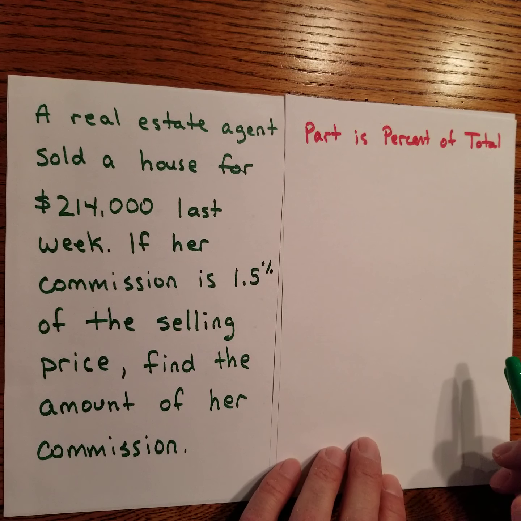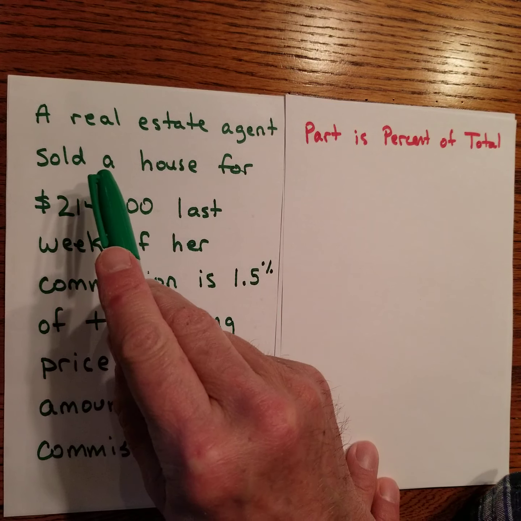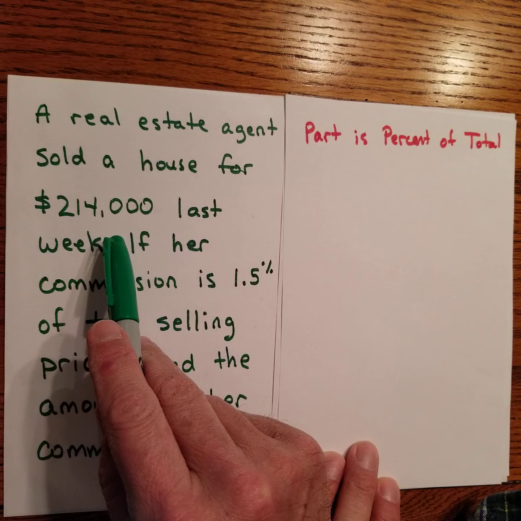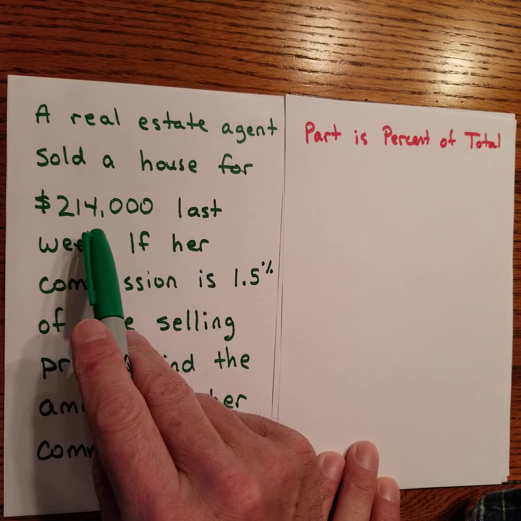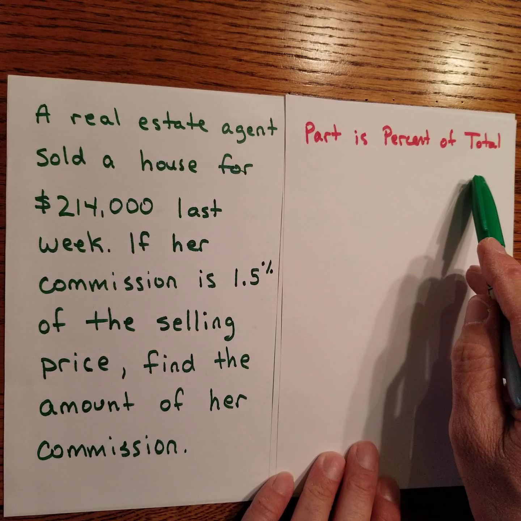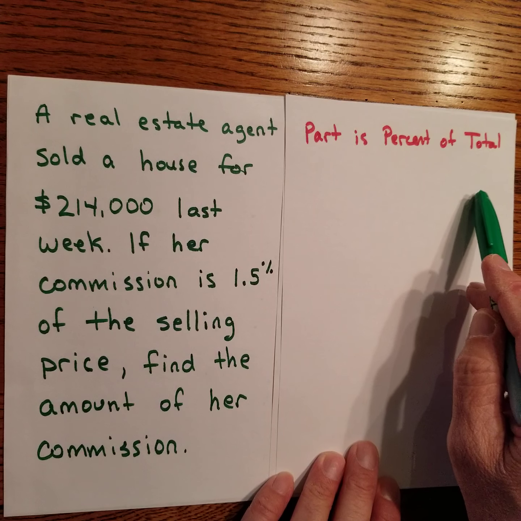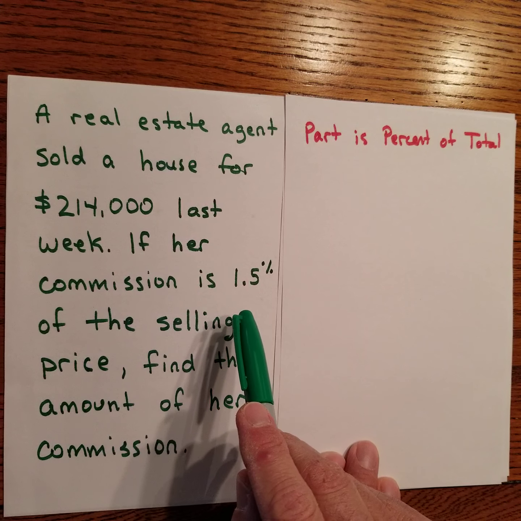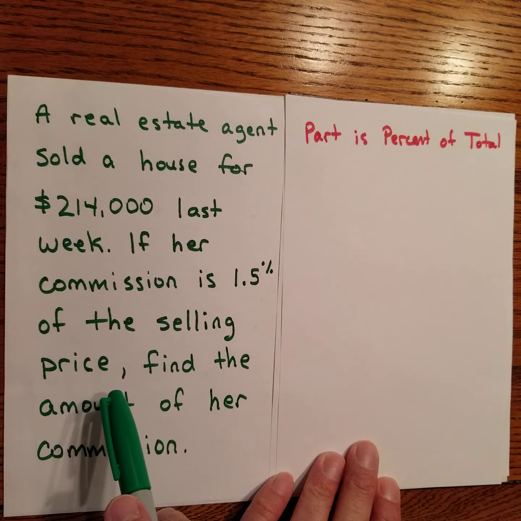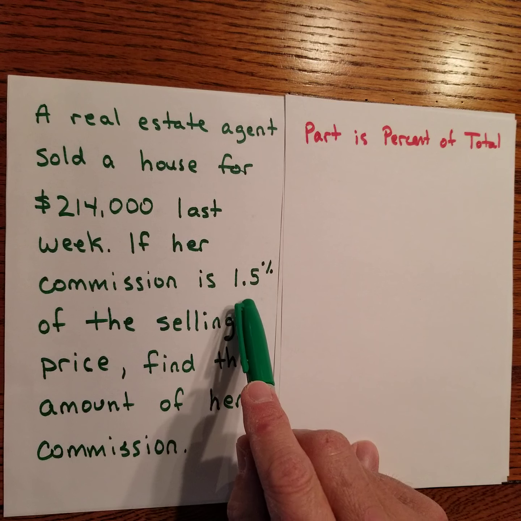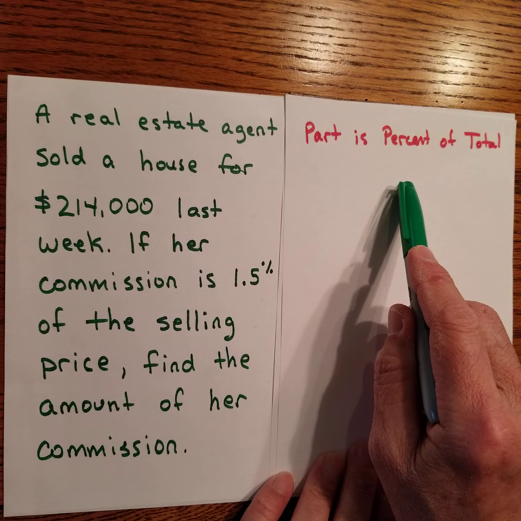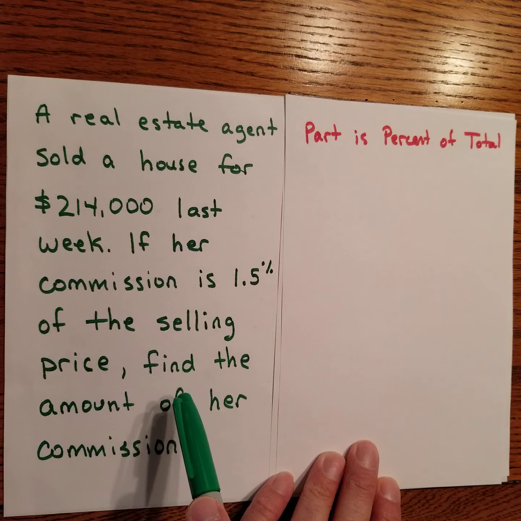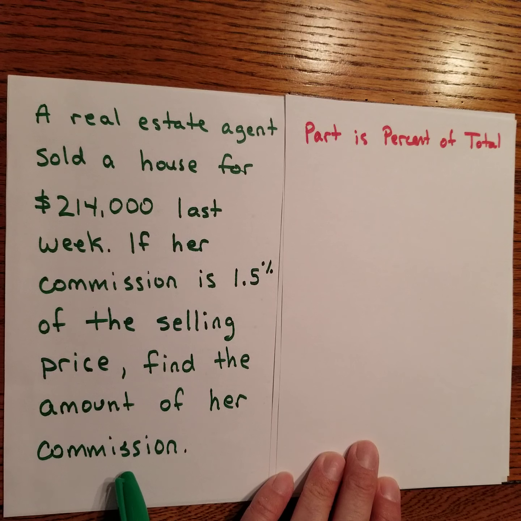All right, let's see how we do. A real estate agent sold a house for $214,000 last week. That $214,000, that's going to be my total. That's the total selling price of the house. If her commission is 1.5% of the selling price, 1.5%, that's certainly going to be my percentage. Find the amount of her commission.